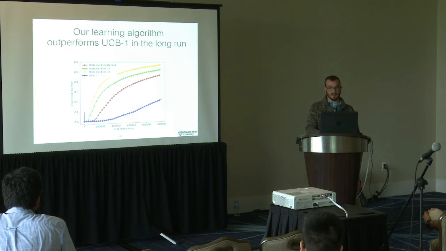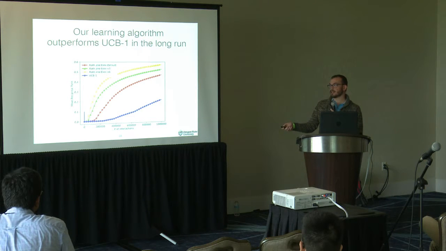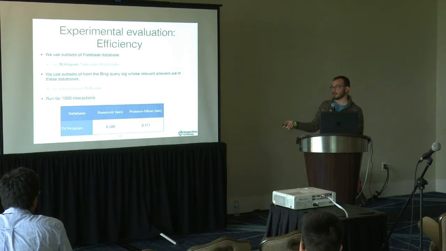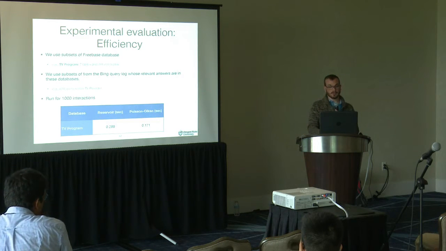Okay. I'm running out of time, so I'm going to skip that, and I'm going to just show you the results of our algorithm real quick. This is UCB1, and X is the number of interactions, up to 1 million, and this is the mean reciprocal rank. Red is the default that has a slow startup, so then we do green and yellow here, which is just increasing the amount of reinforcement. And then for our join, Poisson-Olkin actually significantly improves on reservoir.